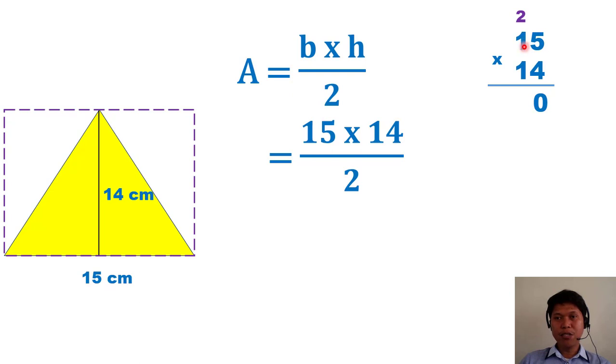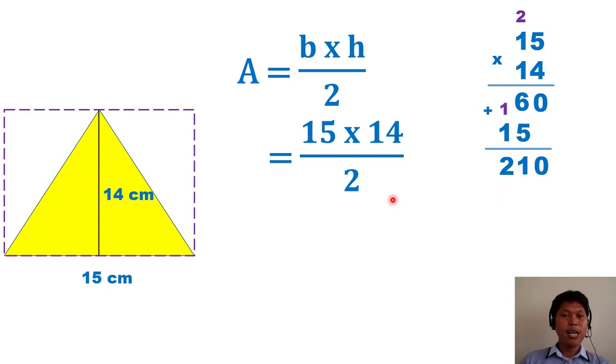1 times 4, or 4 times 1 is 4, plus 2 is equal to 6. And then we are going to proceed here. 5 times 1 is 5, and 1 times 1 is 1. We are going to add 0, bring down 0. 6 plus 5 is 11. Write 1, and then carry one group of 10. And then 1 plus 1 is equal to 2. The answer is 210. So 15 times 14 is 210, divided by 2.